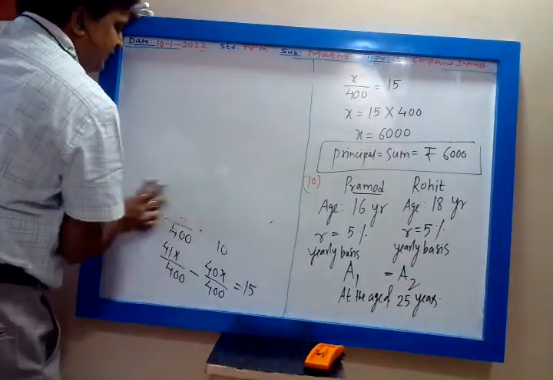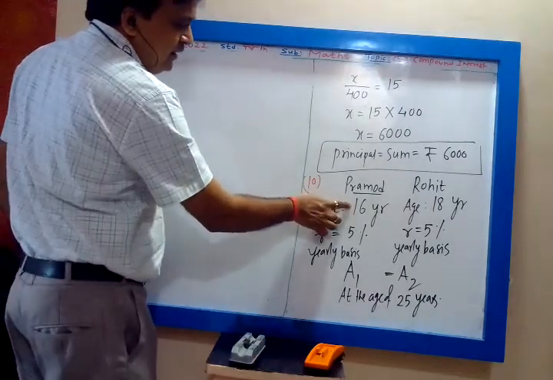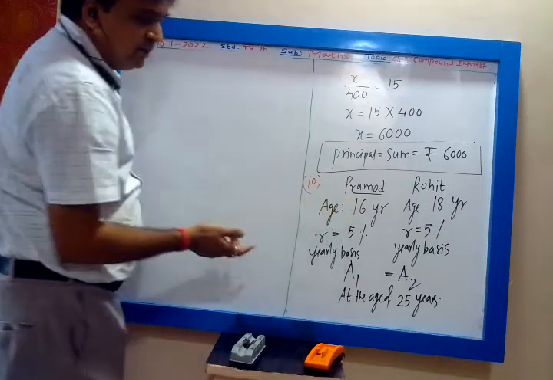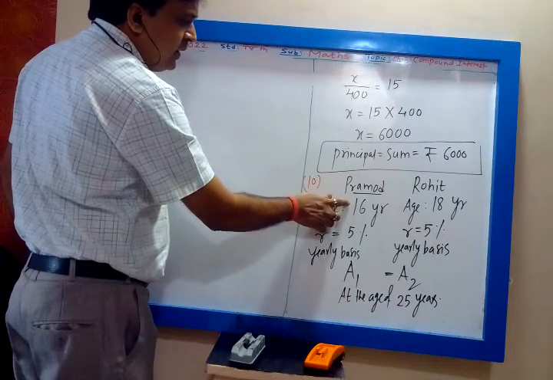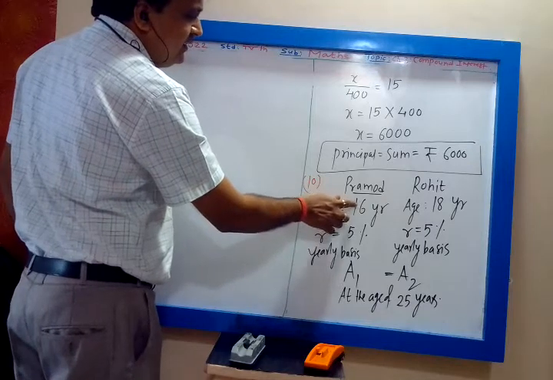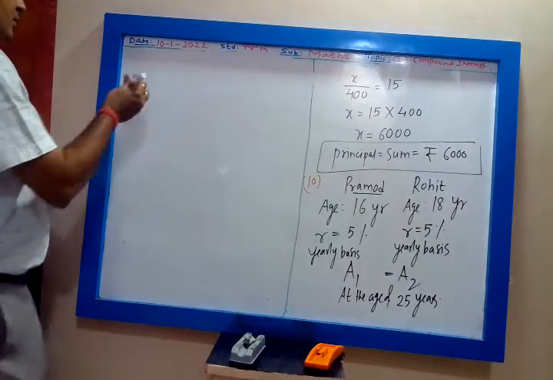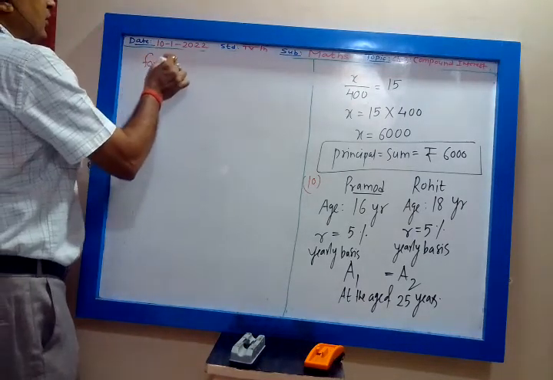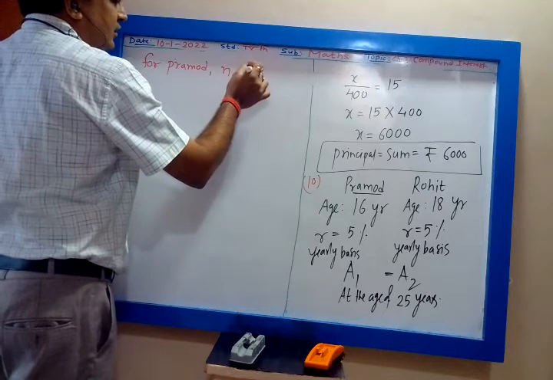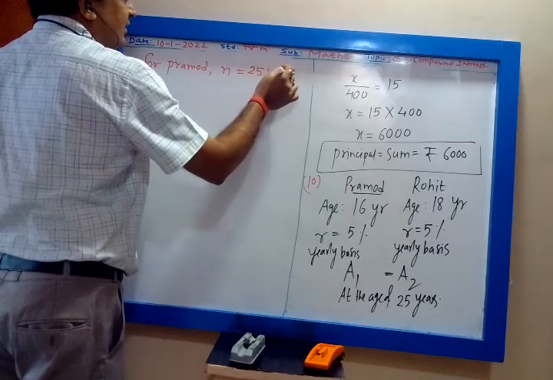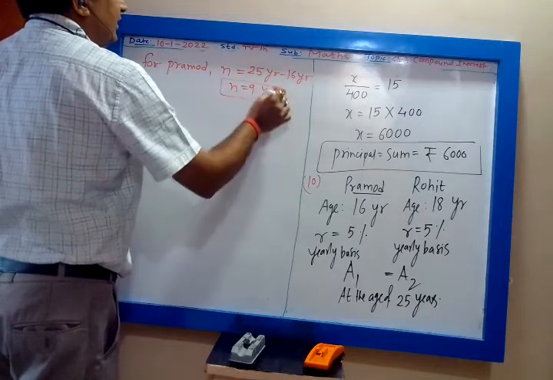So for how many years has Pramod invested the amount? Pramod's current age is 16 years. He has to invest the amount up to 25 years, which means 9 years. So write down: for Pramod, the duration N is 25 years minus 16 years, so N is 9 years. So Pramod has invested the amount for 9 years.